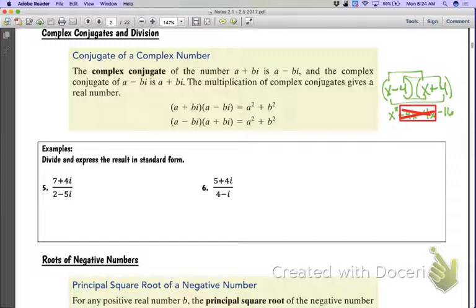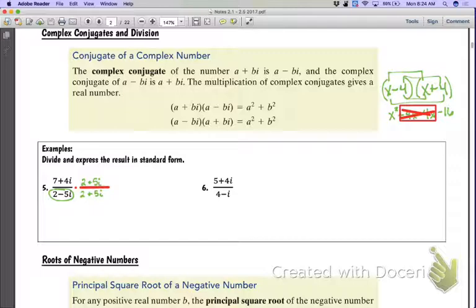So what's going to happen here is that we're going to multiply both the top and the bottom by 2 plus 5i. We only really care about the bottom side, the denominator. We don't care so much about the top as we do the bottom. That's what's going to dictate what we multiply the top and the bottom by. So I'm just going to go 2 plus 5i, because I'm not changing its value, I'm just changing how it looks.